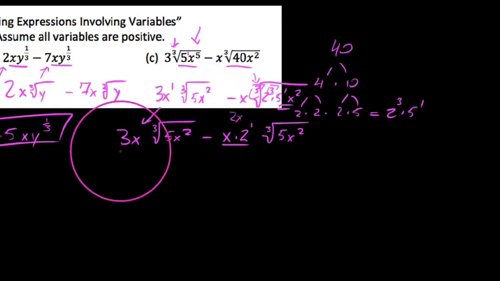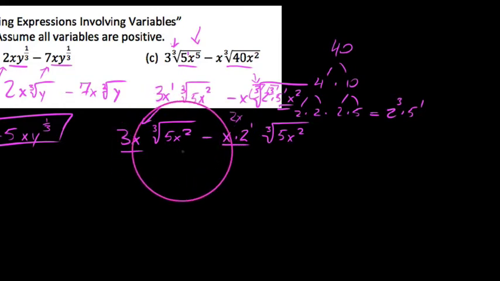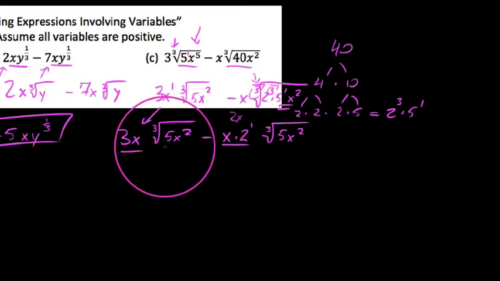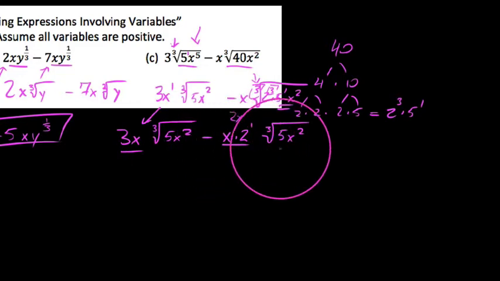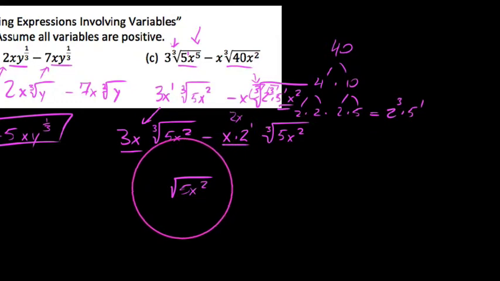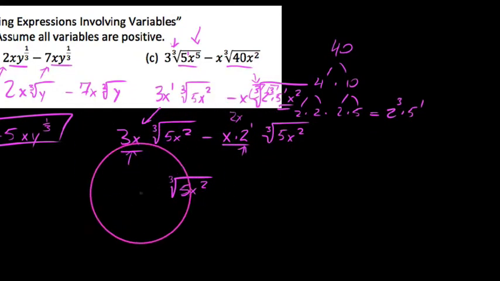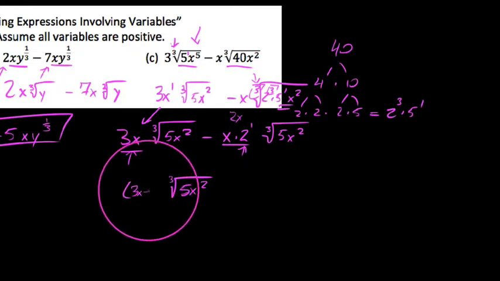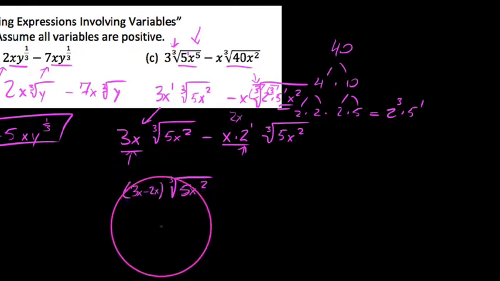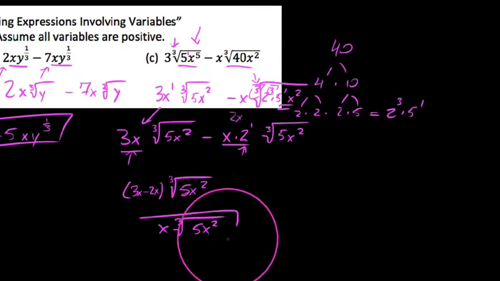But if I had 3x cube root of 5x squared, and then I had 2x cube root of 5x squared, the thing is, they both have a 5x squared that is being cube rooted. So really what we're asking is, combining like terms, well, 3x minus 2x, what do you get here? I'll show my work, but really 3x minus 2x is x. So we get x times the cube root of 5x squared, and this would be simplest form.